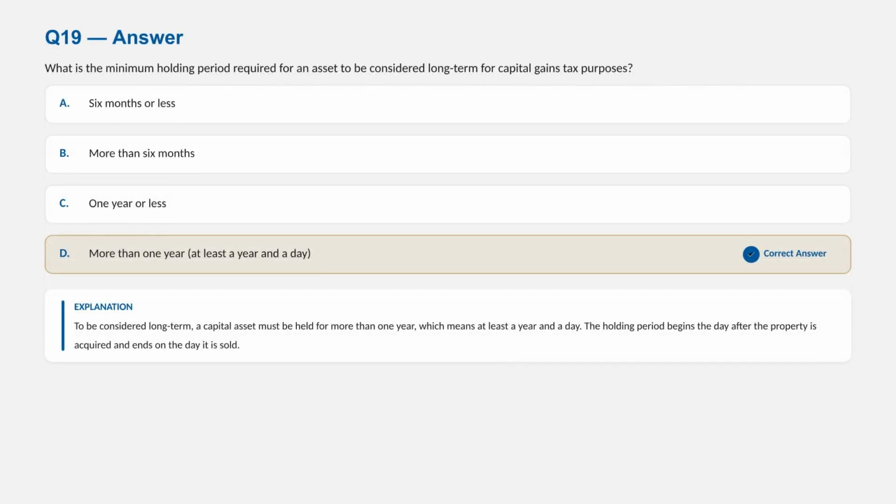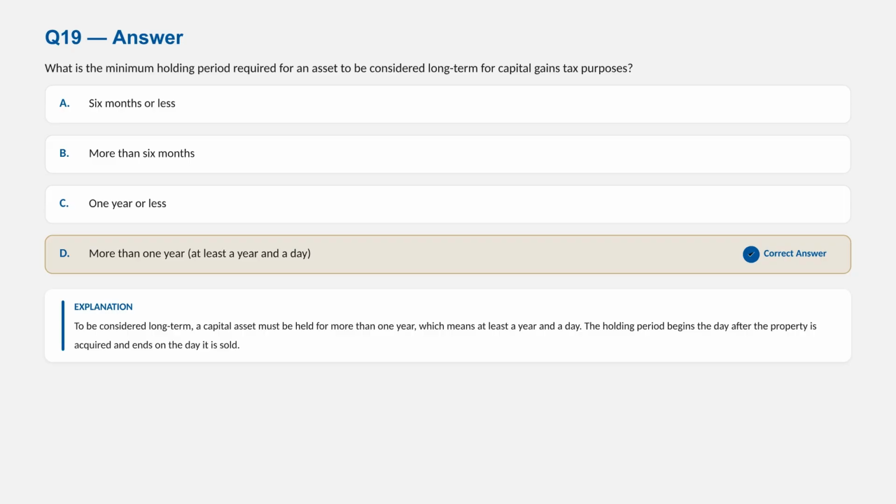The correct answer is D. More than 1 year, at least a year and a day. To be considered long term, a capital asset must be held for more than 1 year, which means at least a year and a day. The holding period begins the day after the property is acquired and ends on the day it is sold.